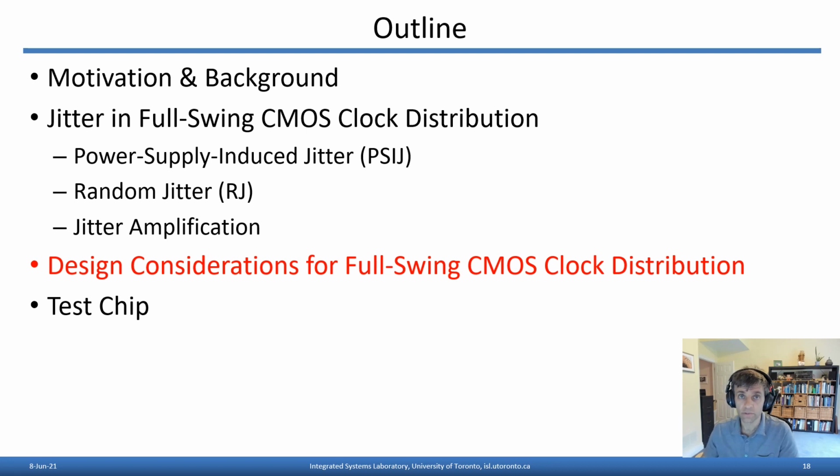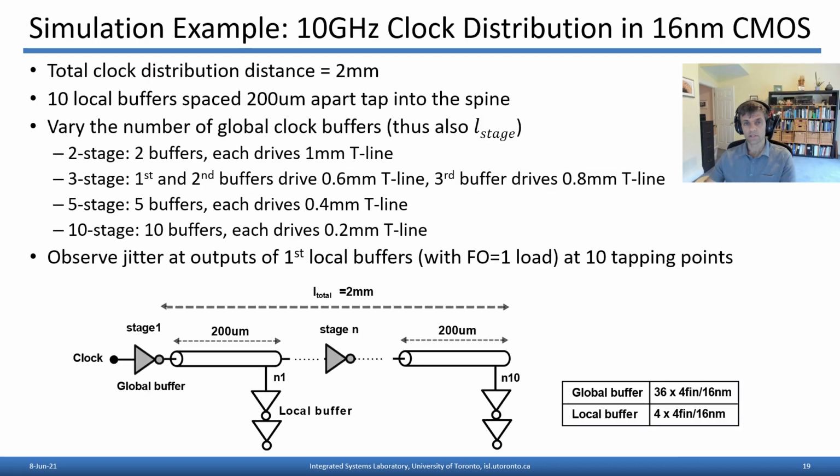So now that we've got the requisite background in how jitter is introduced and amplified along CMOS clock distribution networks, let's come up with some design considerations for full swing CMOS clock distribution networks. So let's look at this by way of example. Let's consider the case where we need to distribute a 10 gigahertz clock in 16 nanometer CMOS across a total distance of 2 millimeters across a chip. And let's say we need to tap off that 10 gigahertz clock in 10 places. Let's say there's 10 samplers that need to use that clock. And let's say they're equally spaced, 200 microns apart across that 2 millimeters.